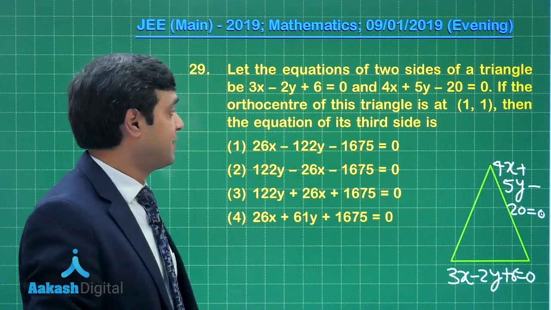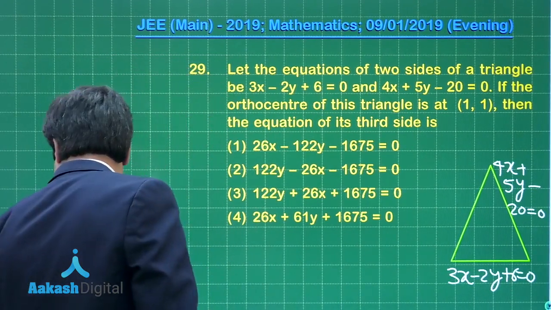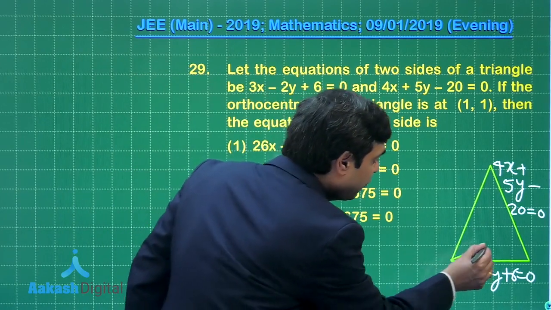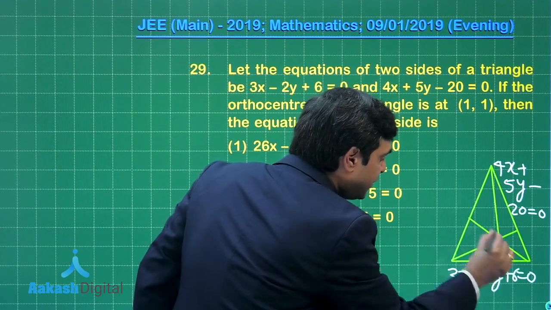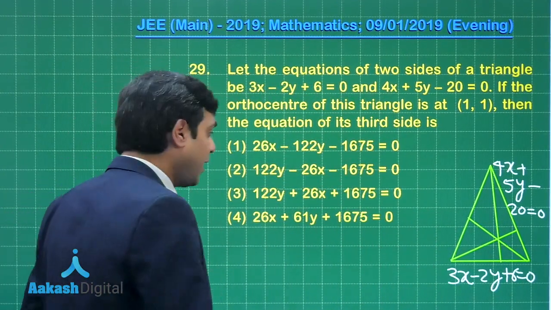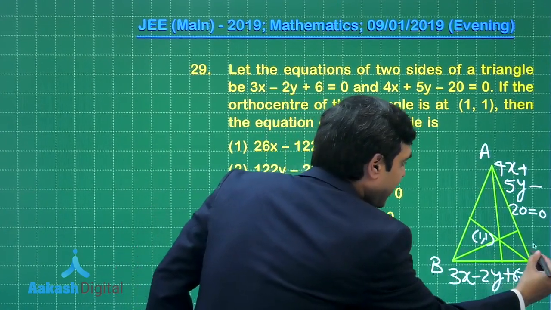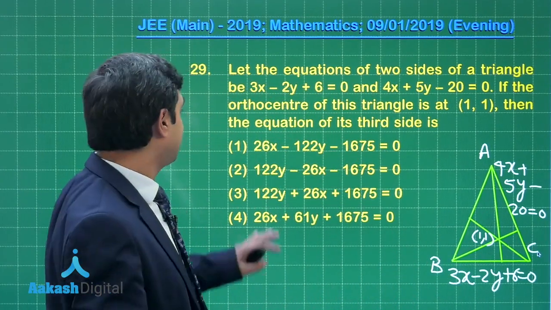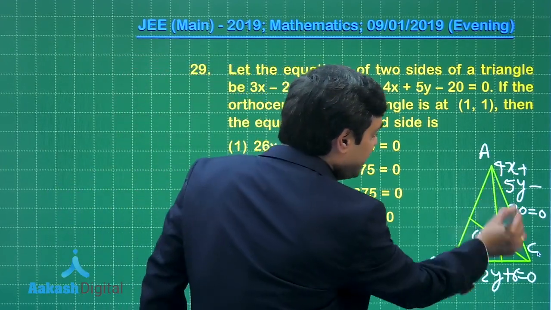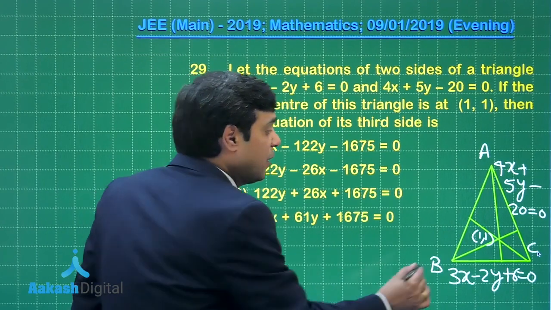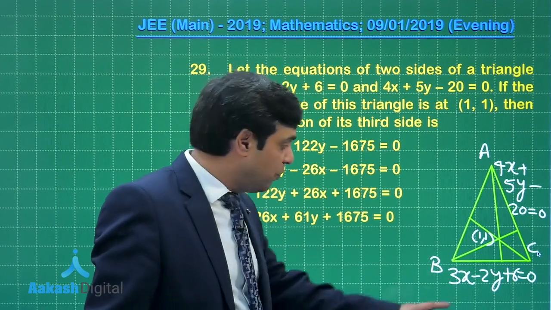Consider this one. Next, the orthocenter of the triangle is 1, 1, meaning the point of intersection of altitudes. This point is given to me 1, 1. So mark here 1, 1. Let's say this is A, B and C. This point is clear? Next, find the equation of its third side, a bit lengthy calculative question. This side is given to me, this side is given to me, orthocenter is given to me 1, 1, right? Let's say here is a point x1. So we can find y.